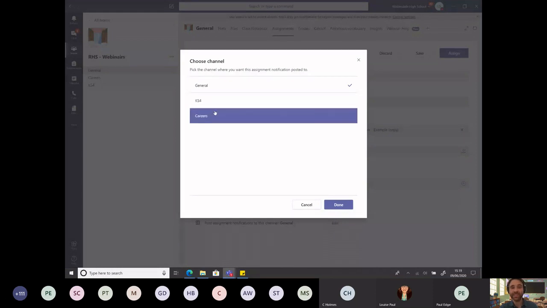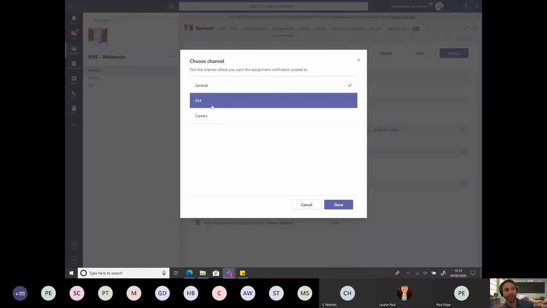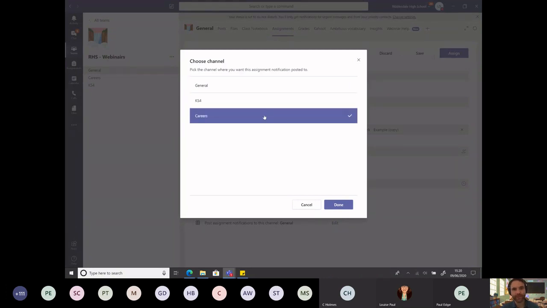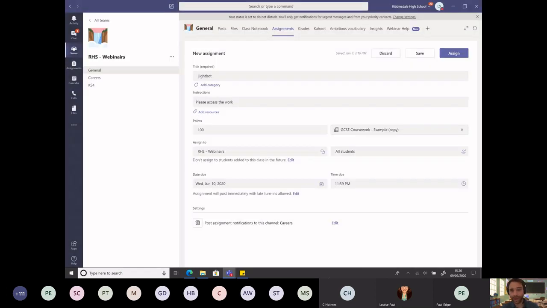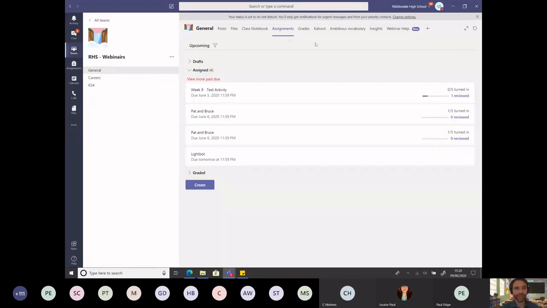Now these channels are obviously set up by yourselves, so you could set them up as different units of work, or different topics, or anything that you might want to do. And then you can, for example, decide which unit of work you would like to set it up on, and then you can press done. And when you're happy with everything, we simply press assign. And what that does is, it will take a little moment, okay, but there will be a notification that pops up in the correct channel.